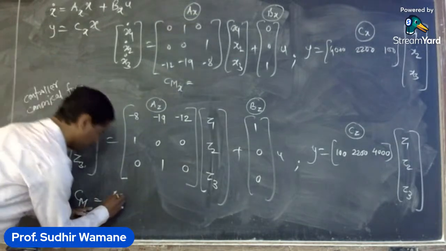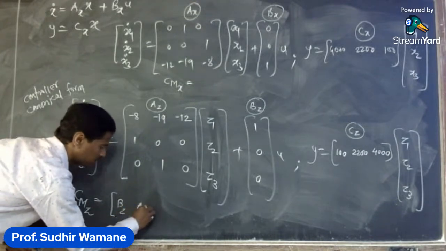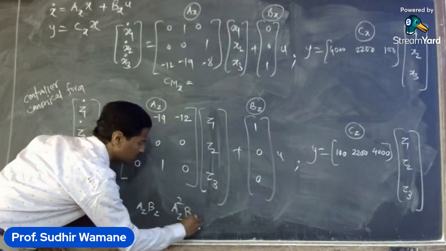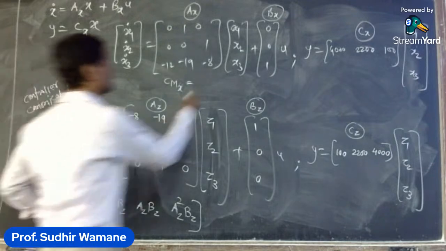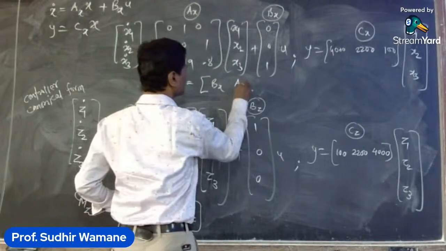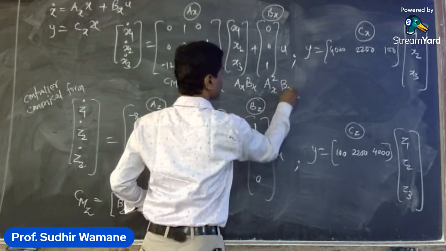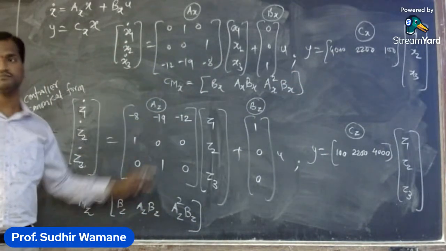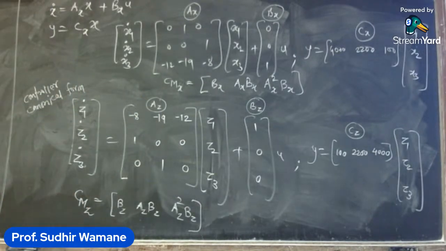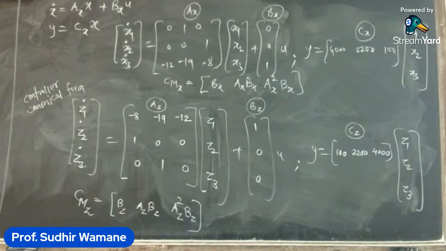Correct? Now CMZ will be equal to, as it is a third order system, so it will be BZ, AZ into BZ, AZ square into BZ. Let's find out this one, controllability matrix, and controllability matrix in phase variable form is BX, AX BX, and AX square BX. Just find these two matrices. Once you get these two controllability matrices, you need to find the transformation matrix, that is P is equal to CMZ inverse into CMX. In this lecture, we already seen how to calculate CMZ and CMX.